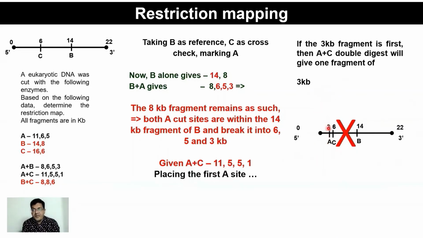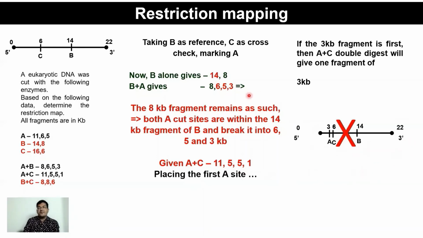So if the 3 kb fragment of B plus A double digest is coming first, then on A plus C double digestion, you should get at least one fragment that is 3 kb. Remember, we have not put up the second site yet, so we are anyways not going to get all the fragments here, but at least one fragment would be 3 kb here, which is not the case here. The double digest for A plus C gives you 11, 5, 5, and 1. So therefore, this map is also ruled out.